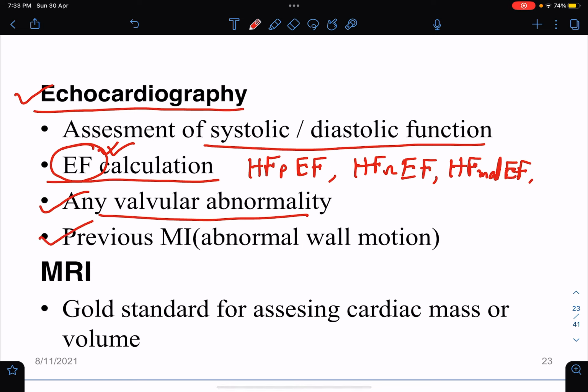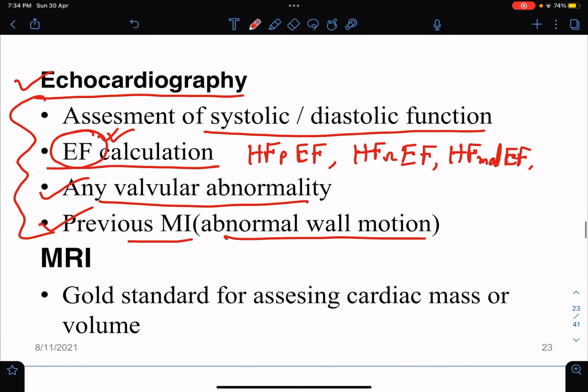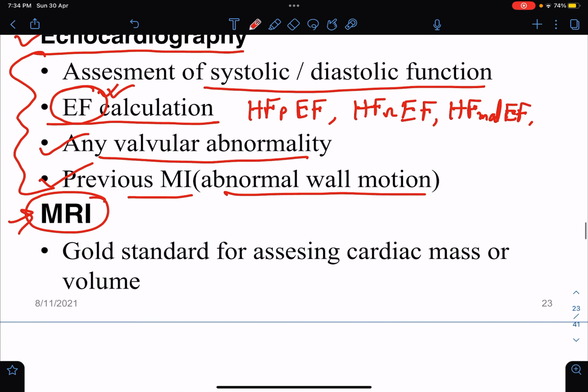And if there is any sign of previous myocardial infarction, which can be identified by abnormal wall motion of the left or right ventricle. So these are the echocardiographic features which will help us in case of a heart failure. MRI can be done. This is a higher level investigation. It is the gold standard for assessing cardiac mass or volume.